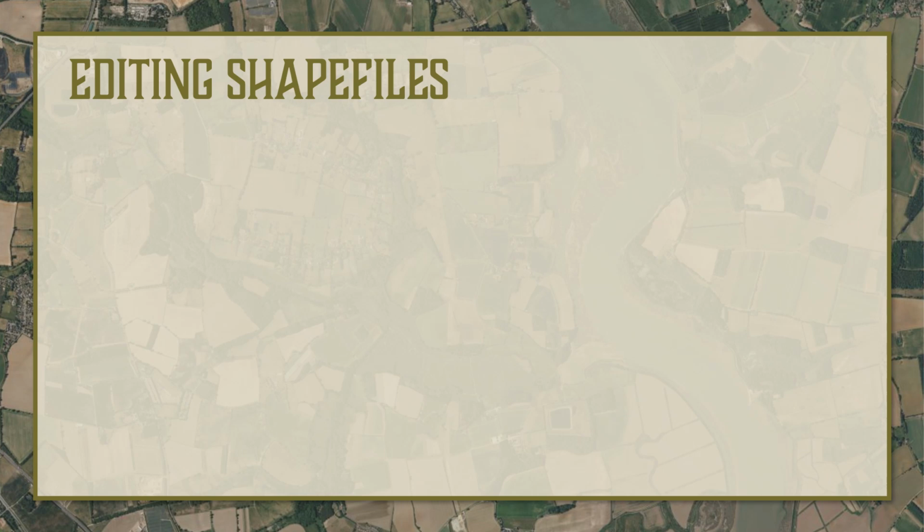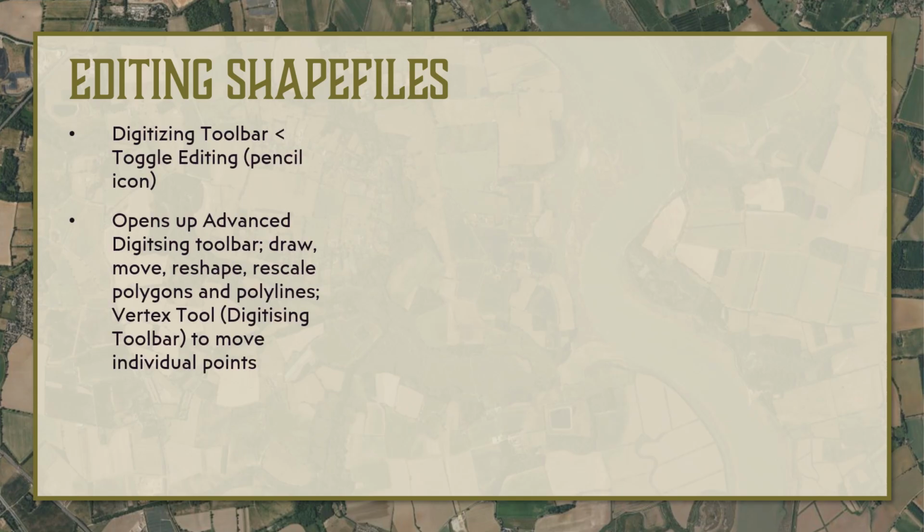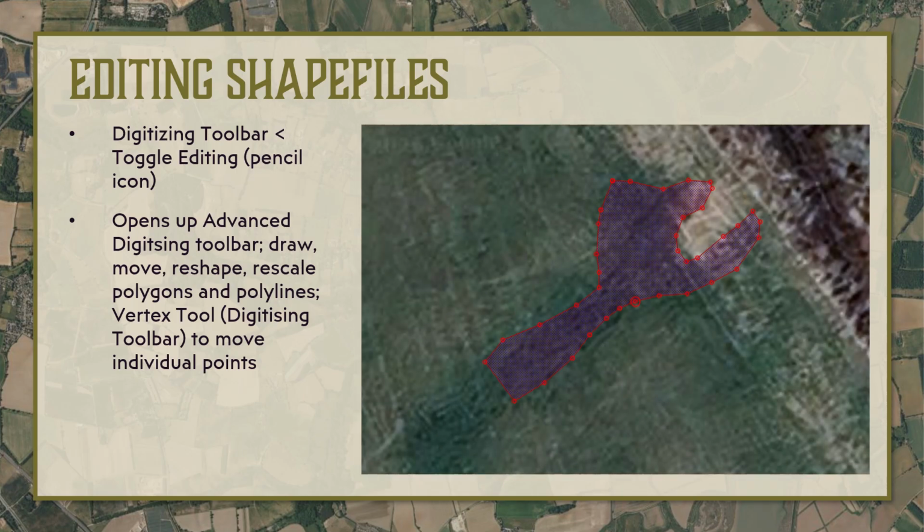To edit a shapefile, if something doesn't look quite right, which can happen accidentally if you misclick or click a bit too far, go to the digitizing toolbar and toggle editing, which is the pencil icon. That opens up the advanced digitizing toolbar, with which you can draw, move, reshape, and rescale polygons and polylines. There's also the vertex tool, with which you can move individual points. So for instance, this is a kind of claw-shaped polygon I've created in QGIS, and if I wanted to edit it, I can just edit any one of these vertexes to move it out.